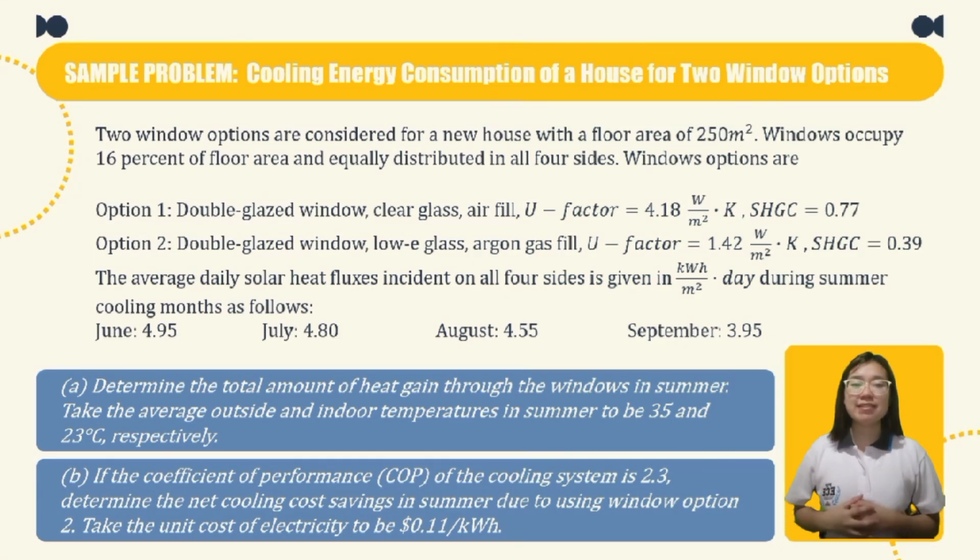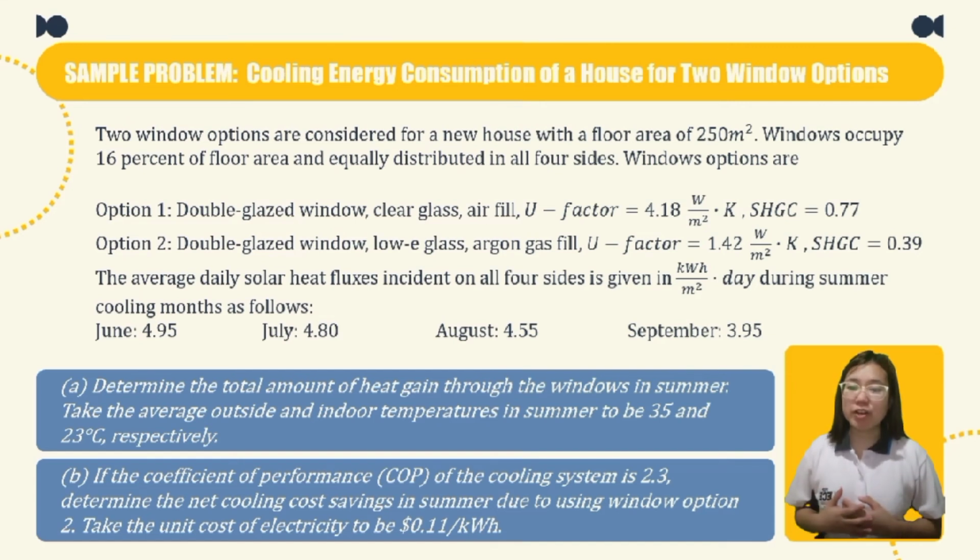Now we have here our last sample problem, which is about cooling energy consumption of a house for two window options. Two window options are considered for a new house with a floor area of 250 square meters. Windows occupy 16% of floor area and are equally distributed on all four sides. Window options are, first, double glazed window, clear glass, air fill, U factor equals 4.18 and SHGC equals 0.77. Option number 2, we have double glazed window, low-E glass, argon gas fill, U factor equals 1.42 and SHGC is 0.39.